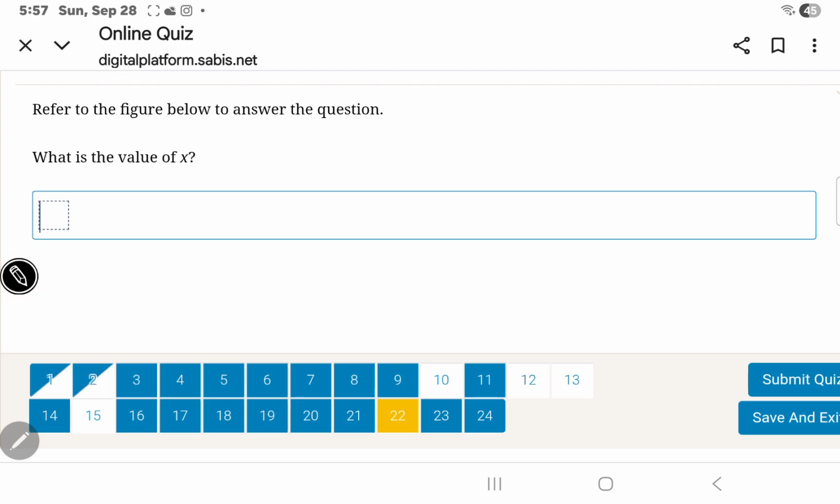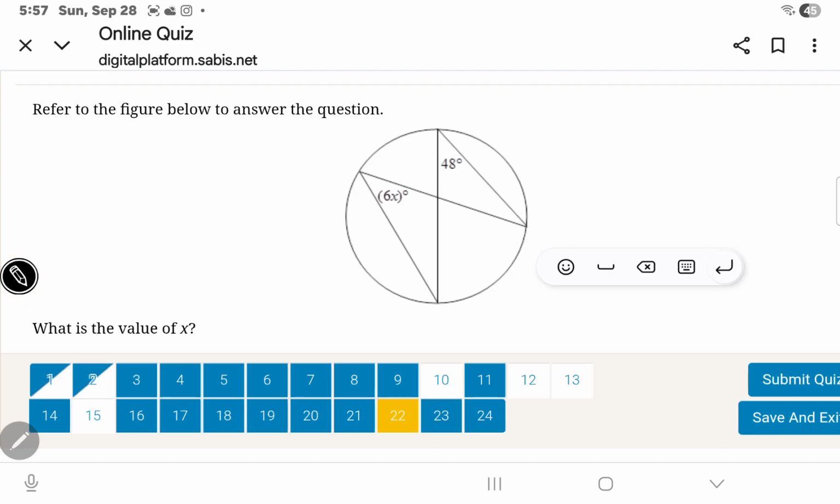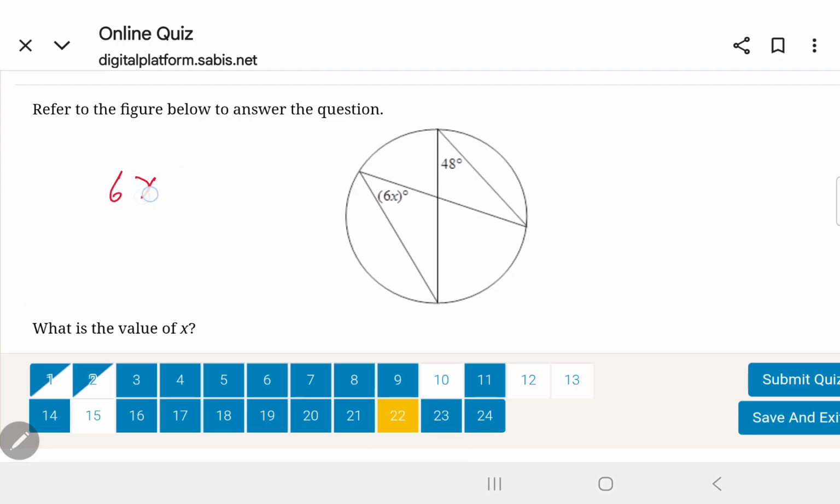Number 22. Here you can say directly 6x equals 48, because these two angles are angles at circumference sharing the same arc, which means x must be 8.